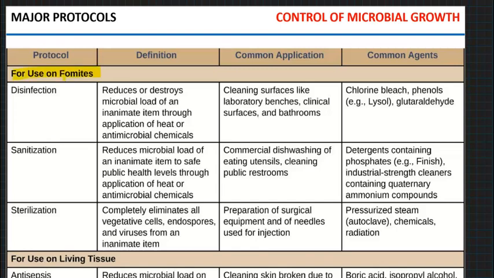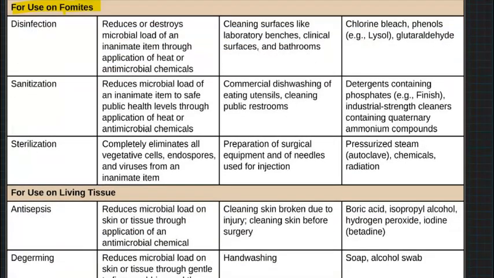One type of surfaces are fomites. Fomites are simply the inanimate objects, such as tables and chairs and computers and hospital beds and doorknobs and faucets, you can name it. So there are three protocols that are different in terms of the depth, the cleanliness, and the approach that is taken to control microorganisms. The most strict protocol is sterilization.